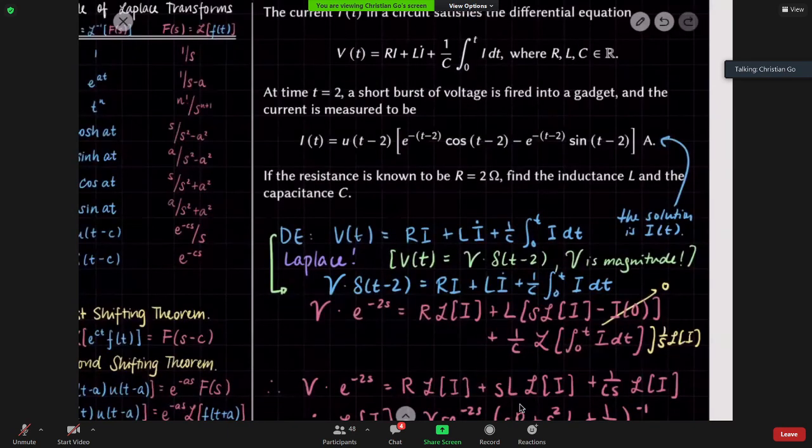Okay. Any questions so far? All I've done is two things. First, find an expression for V of t so that I can write my differential equation into something I can now solve. Second, I took the Laplace transform of both sides, applying the Laplace transform of an integral rule in order to find the Laplace transform of I. Questions? None.